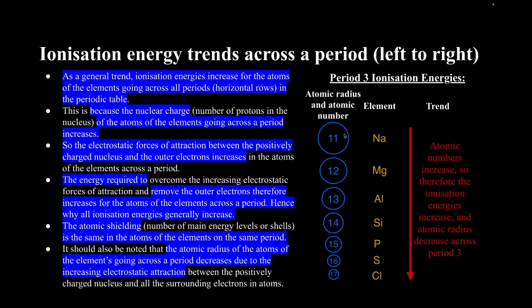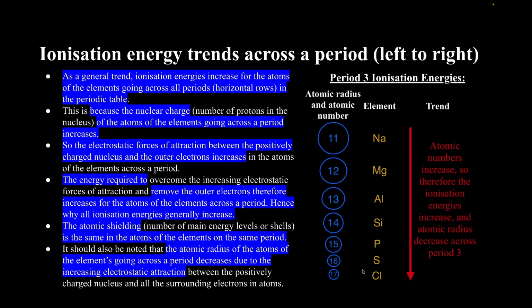So for period 3, the element sodium has the lowest atomic number and therefore has the greatest atomic radius because it has the weakest electrostatic attraction between the positive nucleus and the outer electrons. Sodium also has the lowest first ionization energy because it has the lowest atomic number and therefore the weakest electrostatic attraction between the nucleus and the outer electrons.